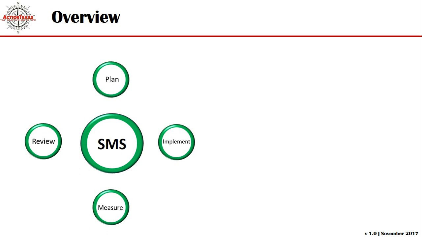Now, you might have noticed that there are 4 major components in the SMS we just built. The plan, to implement, we will call it to do, to measure or to check, and to review, so to act. Together they form the continuous improvement process, also known as the Deming loop or PDCA loop. If you follow that cycle over and over again, and your management system is functioning, the efficiency, safety, and quality of your operation will improve significantly.